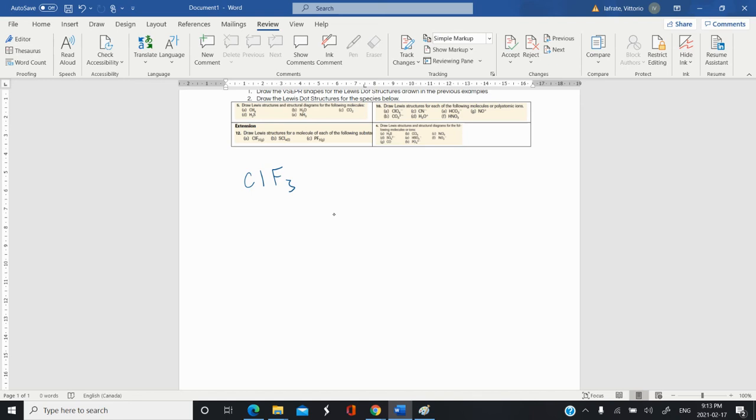And so we have 7 valence electrons from chlorine, plus 21 from fluorine, because there's 3 of them. That's 28. So central atom is chlorine. Let's put our fluorines around it. And so we have 28 minus 6, and that's 22. And so we can start filling out our peripheral atoms. So far to fill those out, we have placed 18. They're all happy. And we can place 4 more electrons. So let's do 1, 2, 3, 4 there. And that's 22 electrons placed.